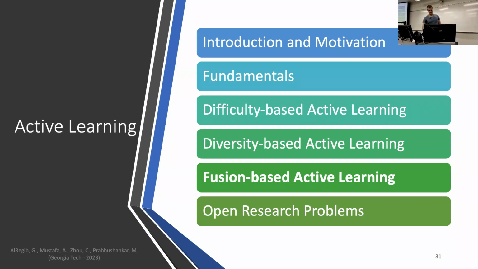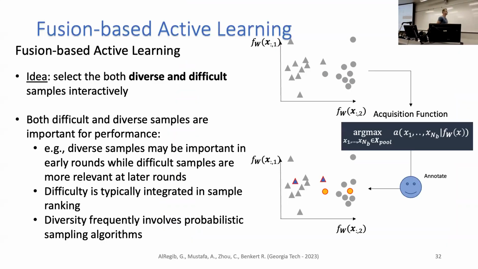Cool beans. Okay, so we just talked about what difficulty and diversity based is, and now we get to the place where we move to state-of-the-art active learning algorithms. These are actually very hot topics, and these are usually the papers that typically get the highest performance. One of Google's biggest papers in active learning right now uses this fusion-based approach.